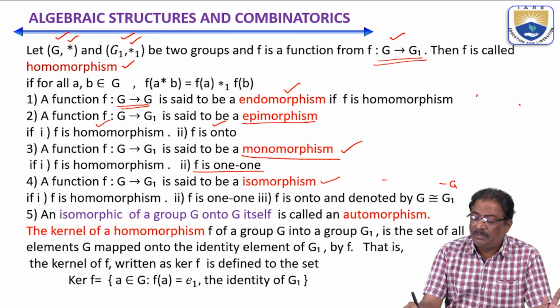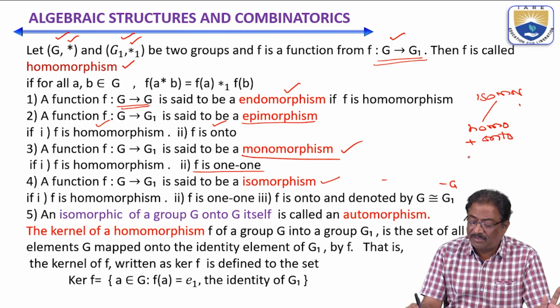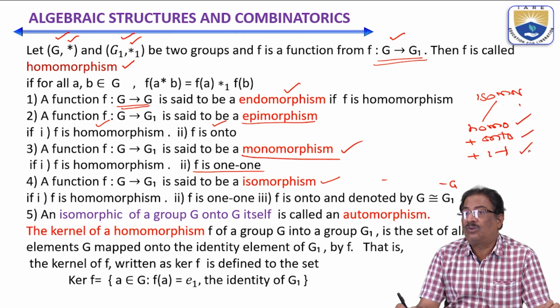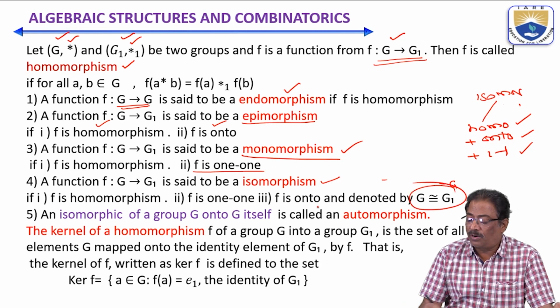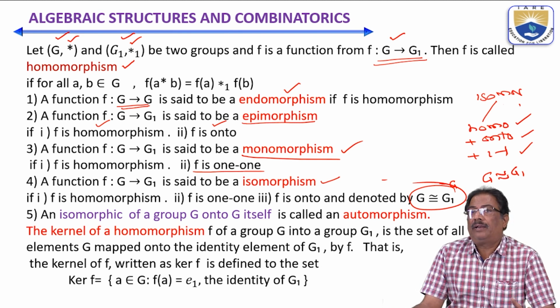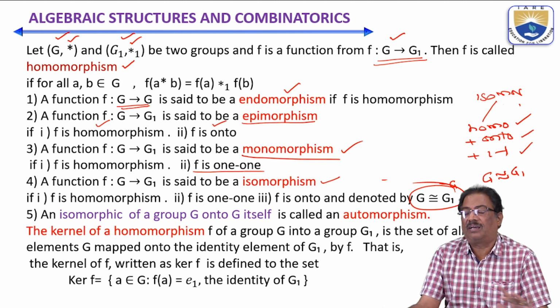So an isomorphism satisfies homomorphism, plus ontoness, plus one-to-one. If the function is a homomorphism, onto and one-to-one, then that is known as an isomorphism, and we define that as G is isomorphic to G1. So these are a few definitions that completely depend on the homomorphism concept.